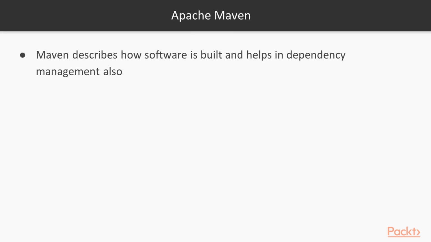Apache Maven is an open-source software project management and comprehension tool. Maven can manage a project's build, reporting, and documentation from a central piece of information. It describes how software is built and helps in dependency management also. Maven is used mainly for Java-based projects.